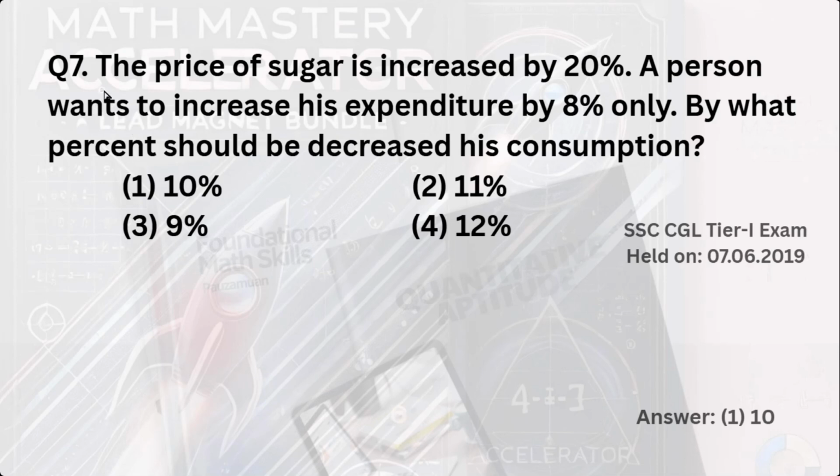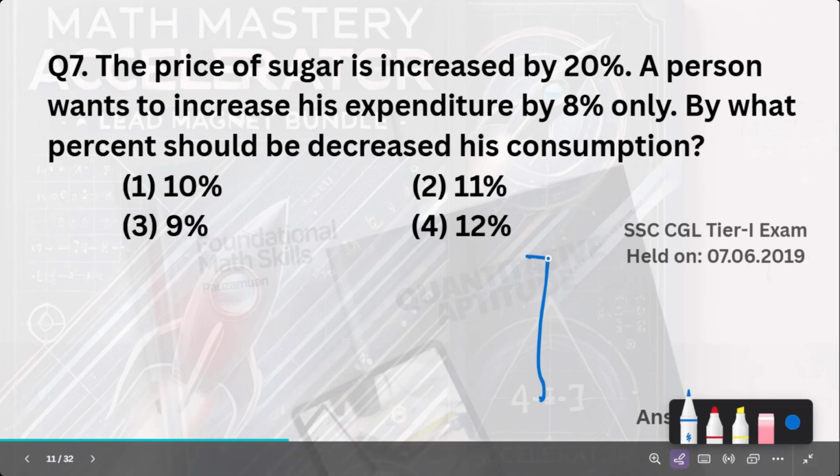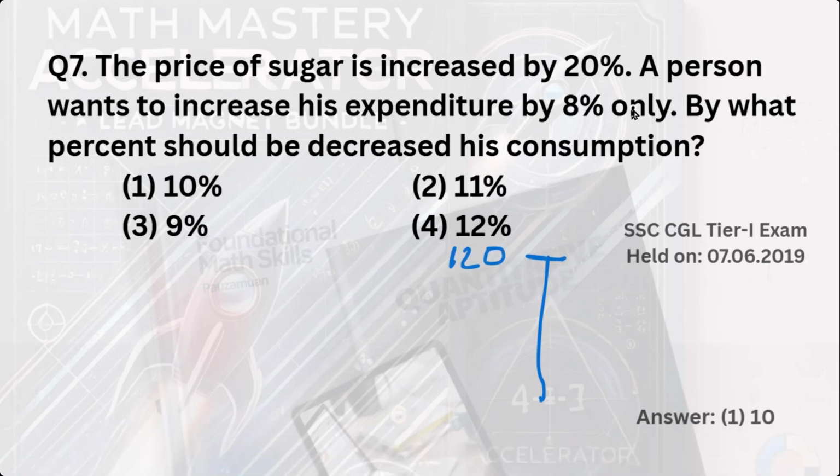Question 7. The price of sugar increased by 20%. 20% increase means 100 plus 20, 120. A person wants to increase his expenditure by 8% only. 8% increase means 100 plus 8, 108. By what percent should he decrease his consumption? Decrease means less percent. Cancel it.